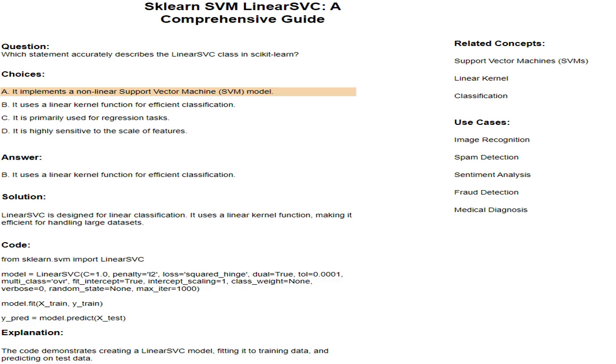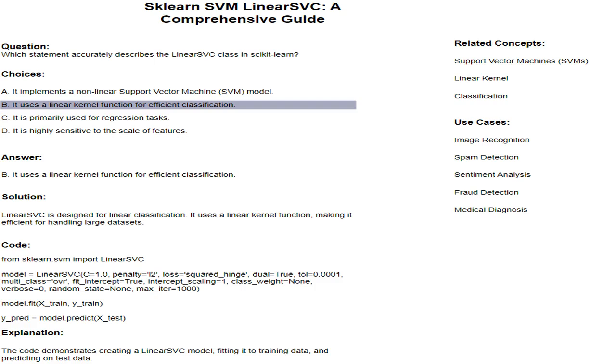Correct. LinearSVC is designed for linear classification. It uses a linear kernel function, making it efficient for handling large datasets. B. It uses a linear kernel function for efficient classification.